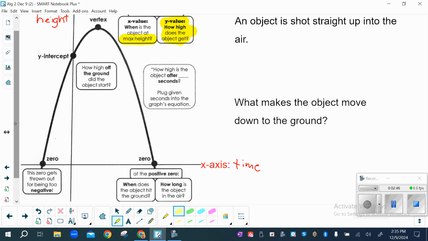What makes it come downward? And then what acts on that object to make it move down to the ground? Gravity. So gravity pulls that object down to the ground, right? Okay, so we're going to talk about gravity in that equation a little bit. Oh, wait a second, one more thing.